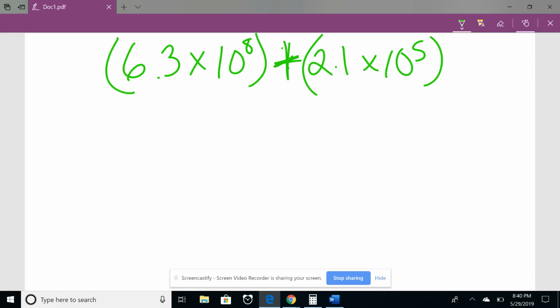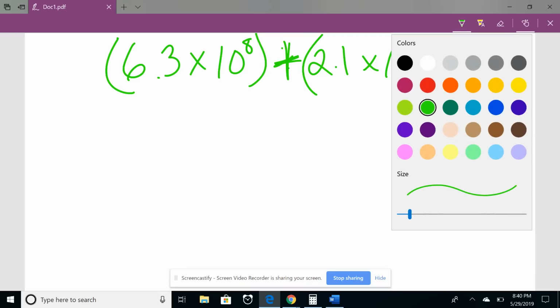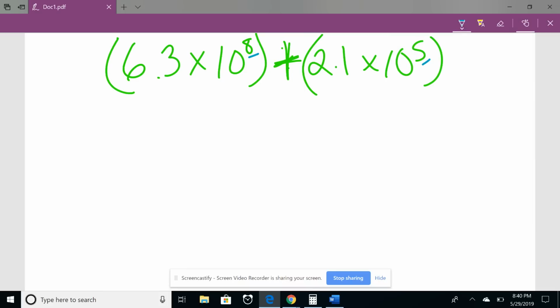Adding is a little bit different than multiplying and dividing. You have to have the same exponents before you do anything. So this 8 and this 5 are not the same. So in order to do that, I have to get them to be the same. I usually try to catch up the 5 to the 8. Or actually, the 8 catch up to the 5. It doesn't really matter what direction you go. If I want the 5 to catch up to the 8, that means I would have to make this number bigger. So I want this to be 10 to the 8th.